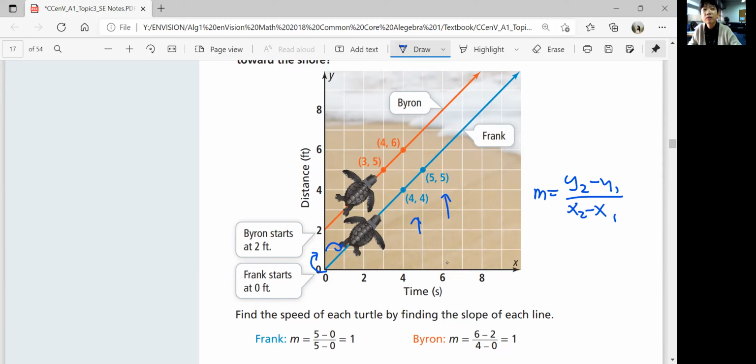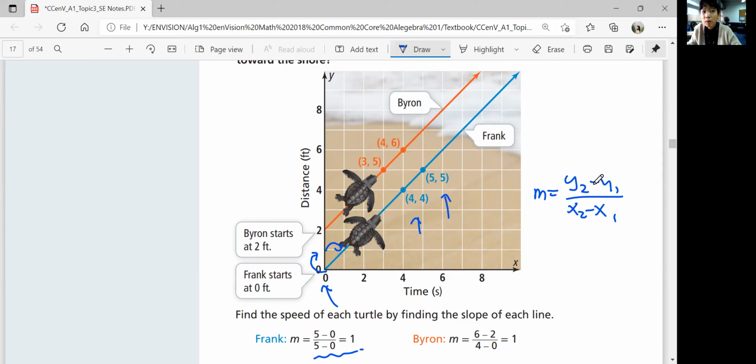Okay, so 5 minus 4 is 1, and 5 minus 4 is 1 as well. So that's going to be 1 over 1. Or if you chose the origin, then you would use this: 5 minus 0 over 5 minus 0 is 5 over 5, which is 1. Same thing for Byron. You pick 2 points to figure out the slope, and that's also 1. They have the same slope.